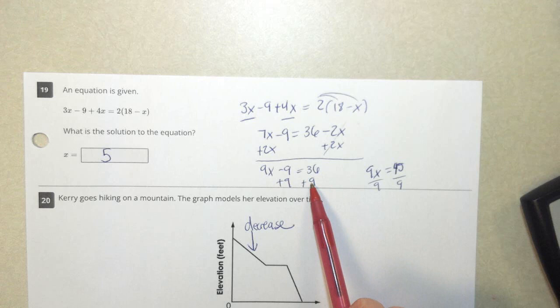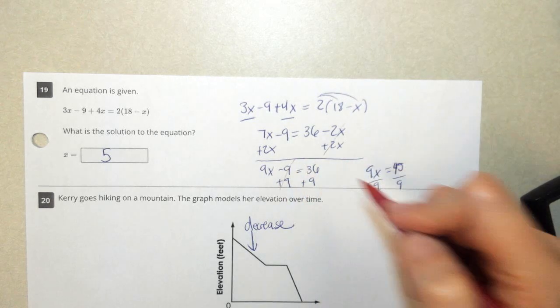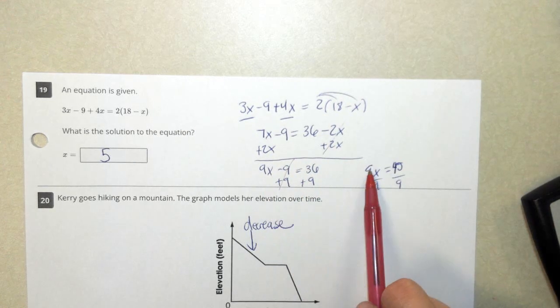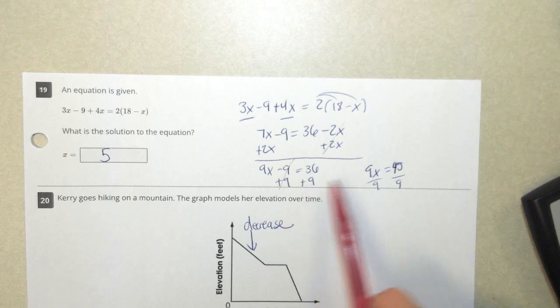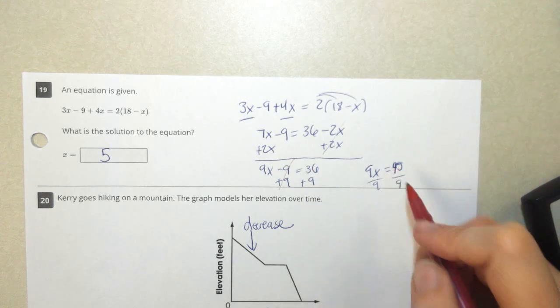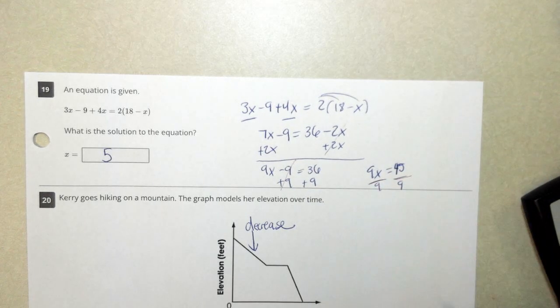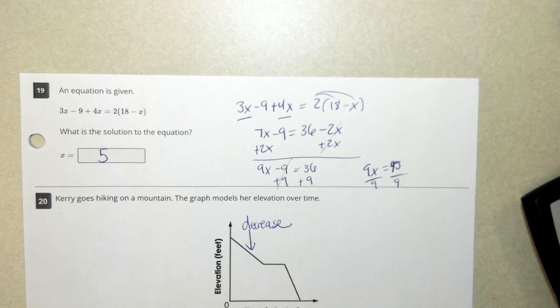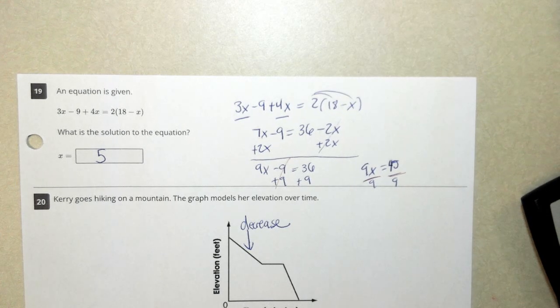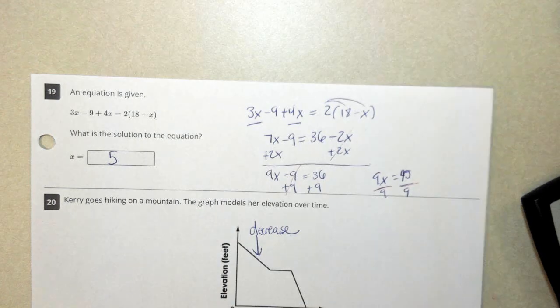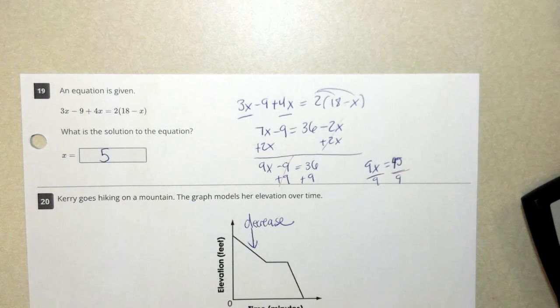I add 9 to both sides. That cancels these out. So then I have 9x on one side, and 36 plus 9 is 45. The very last step is to divide by 9 on both sides, and I get x is equal to 5 on that one. Okay? Number 20, this is the very last one.